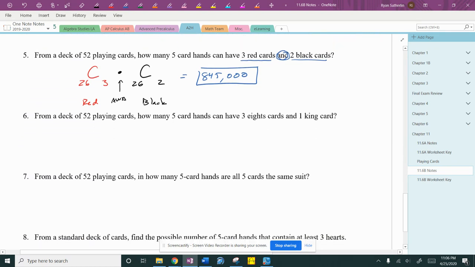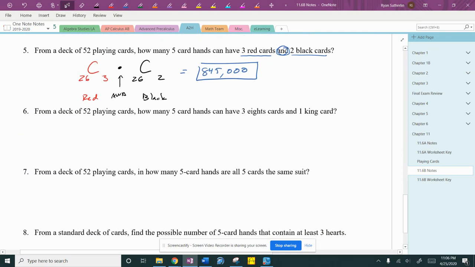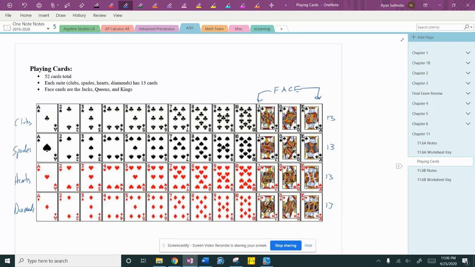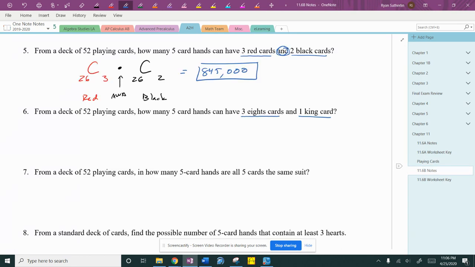Number 6. From a deck of 52 playing cards, how many 5-card hands have 3 eights and a king? Okay, so we have 3 eights and a king. Well, if I go back to my list, if I look at my eights, there are 4 eights. We want 3 of them. So I'm going to do that first. So out of the 4 eights, we want 3 of them.